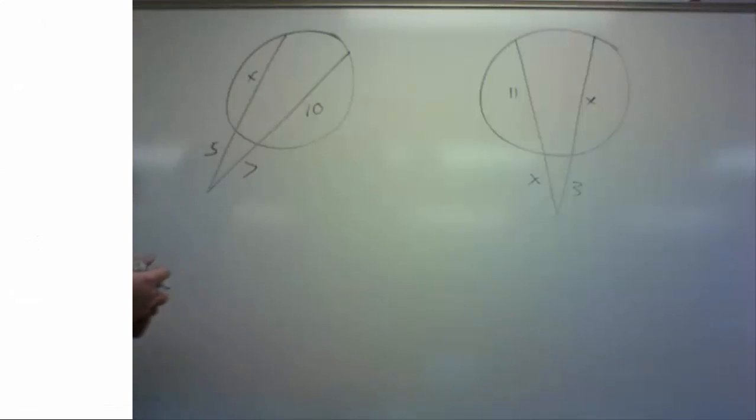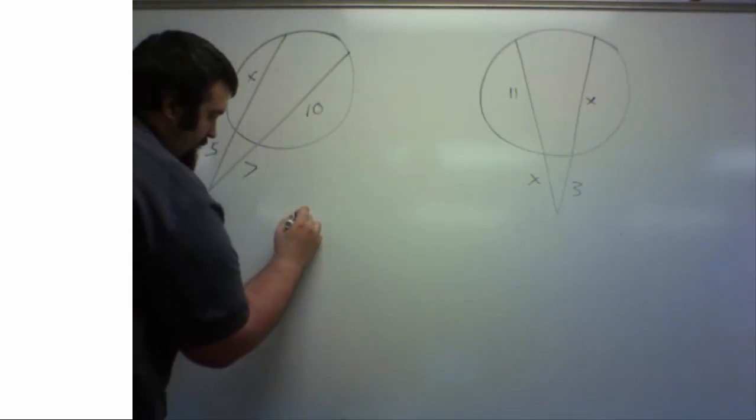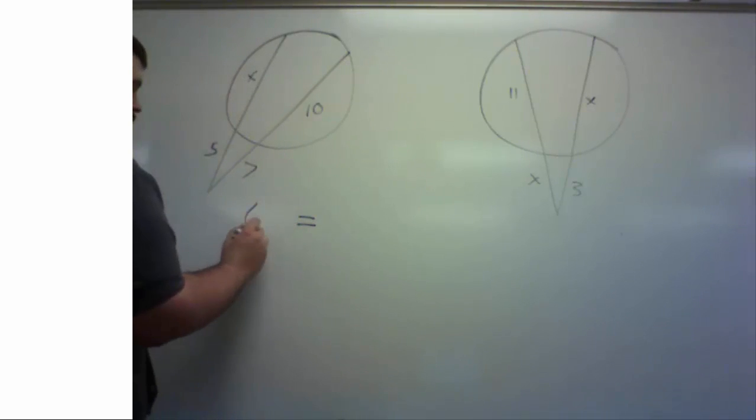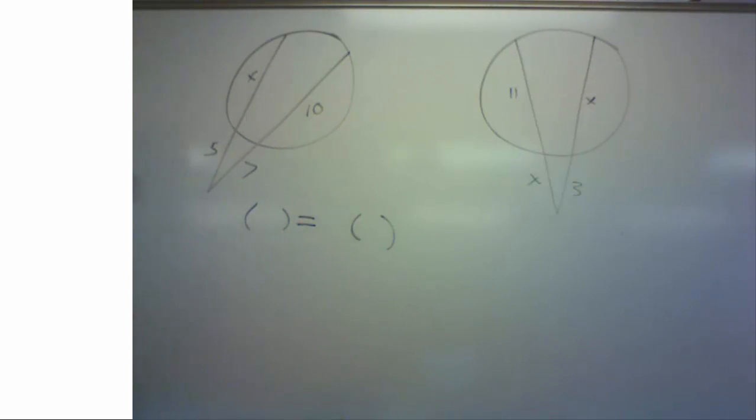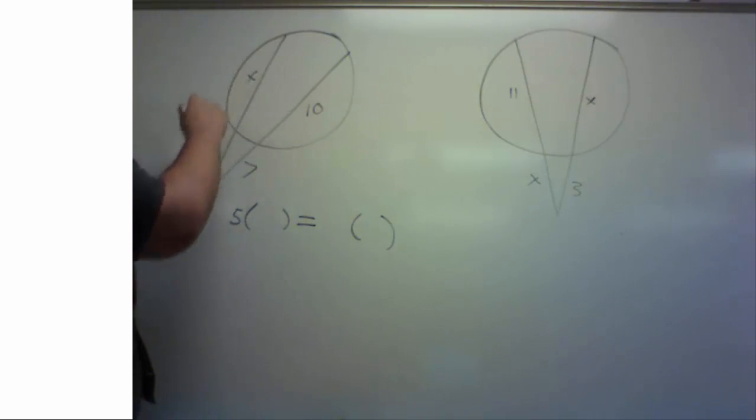Alright, so in each of these cases, they're just asking me to find x. So let's use the rule. In both of these, I know I'm doing it equal. And I know I'm going to be doing a multiplication on each side, so I'm going to put a parenthesis. Now it's the external part. So for instance, 5 is an external part times the full length. Well, the full length here is 5 plus x.